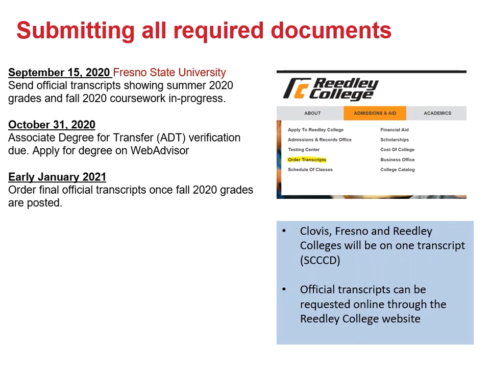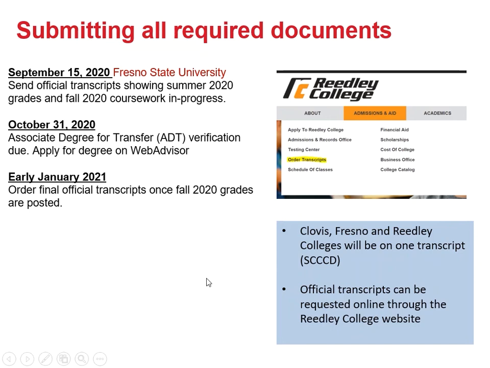So please note that for submitting required documents for Fresno State specifically, they are requesting that you send your official transcripts showing the summer 2020 grades and any fall 2020 coursework in progress by September the 15th. So you can do this by going onto the Reedley College website. You will hover over admissions and aid, and in that drop down, please select ordered transcripts. You will send those over to Fresno State electronically.